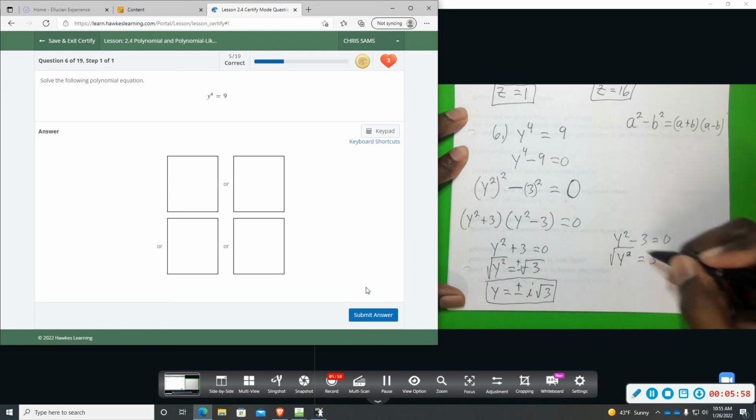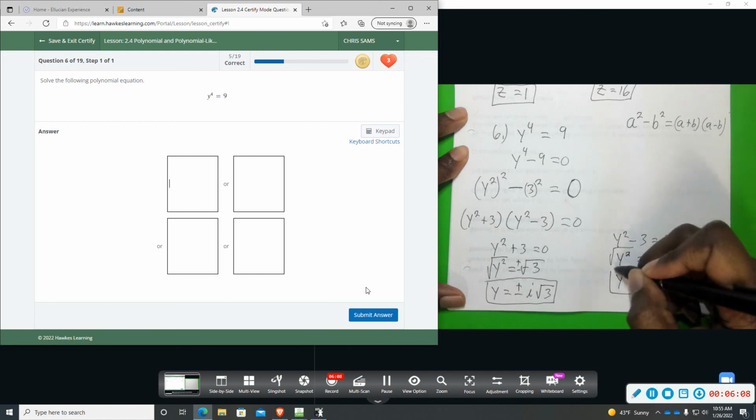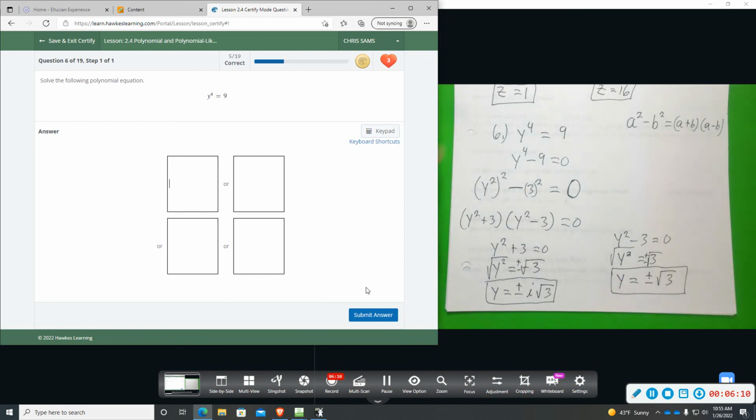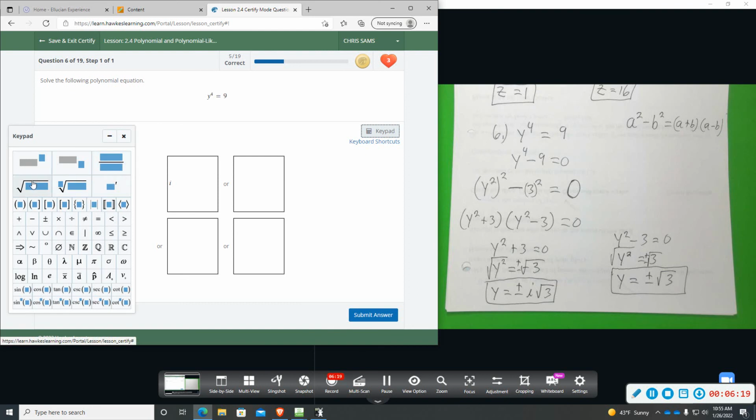Take the square root. Remember, plus or minus, and that gives you y equals positive or negative square root of 3, because it's not a perfect square, and we can't write down all those decimals. So we get 4 answers here. We get i square root of 3.